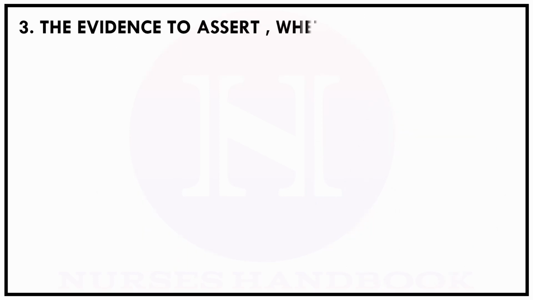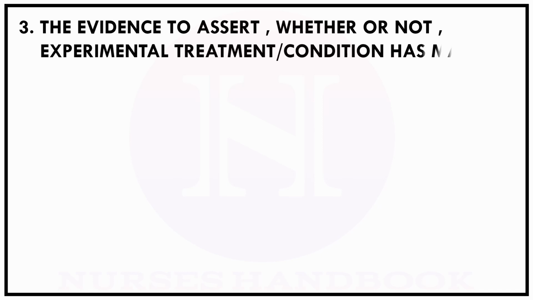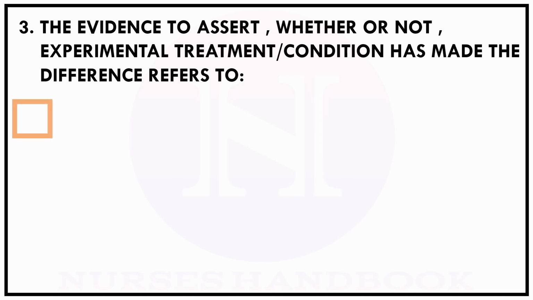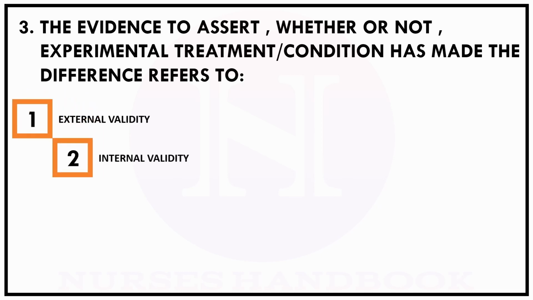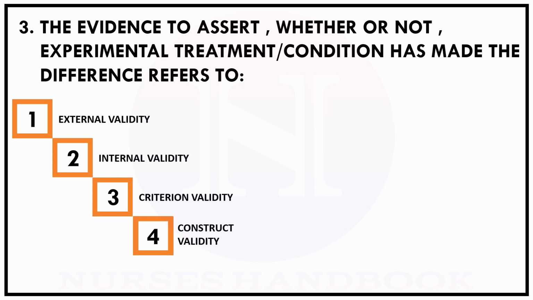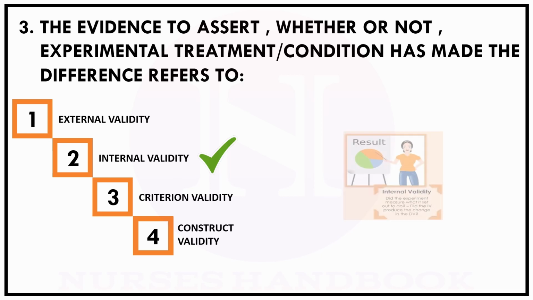Question number 3. The evidence to assert whether or not the experimental treatment or condition has made the difference refers to option number 1, external validity, option number 2, internal validity, option number 3, criterion validity, and option number 4, construct validity. And the correct answer is option number 2, internal validity.